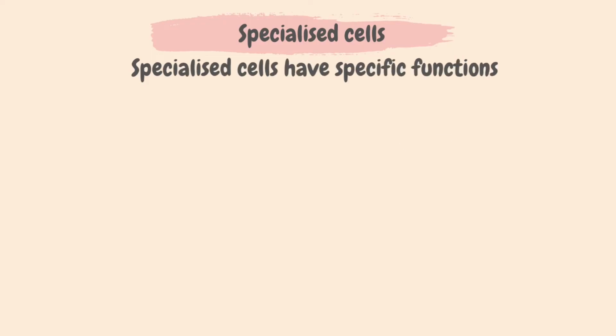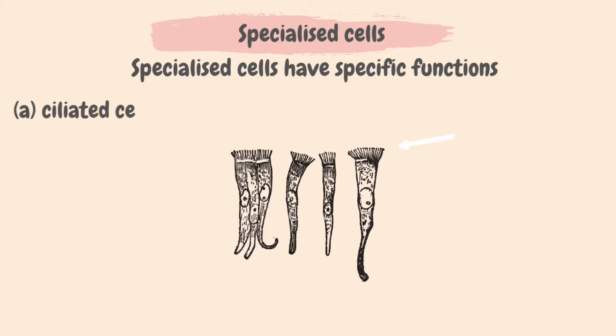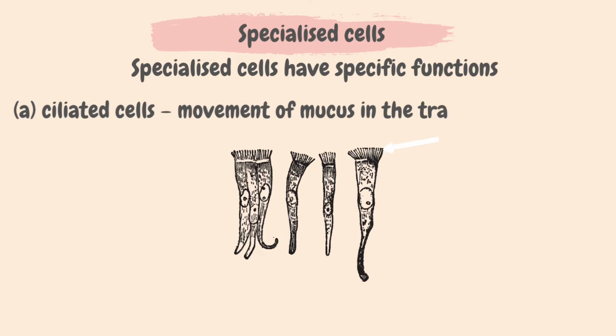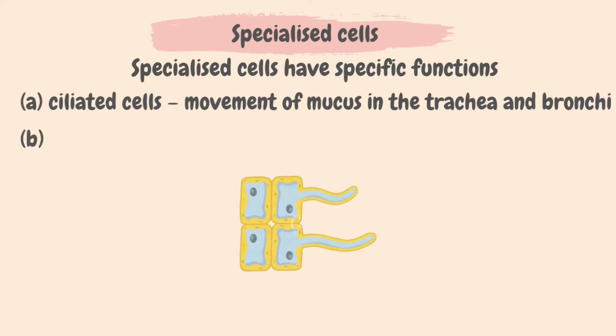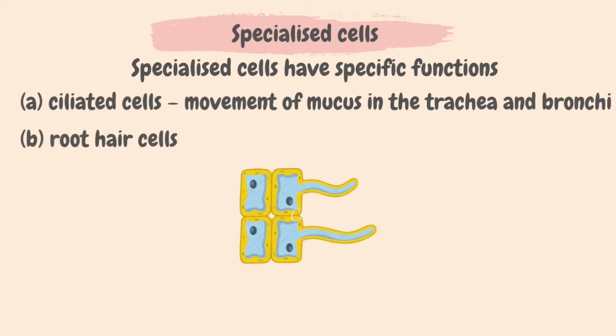Ciliated cells have cilia or hair-like structures which allow the movement of mucus in the trachea and bronchi. The cilia sweeps mucus up the passages towards the nose and throat, where it can be removed. Root hair cells are present in the roots of plants, and they help in the absorption of minerals and water from the soil.